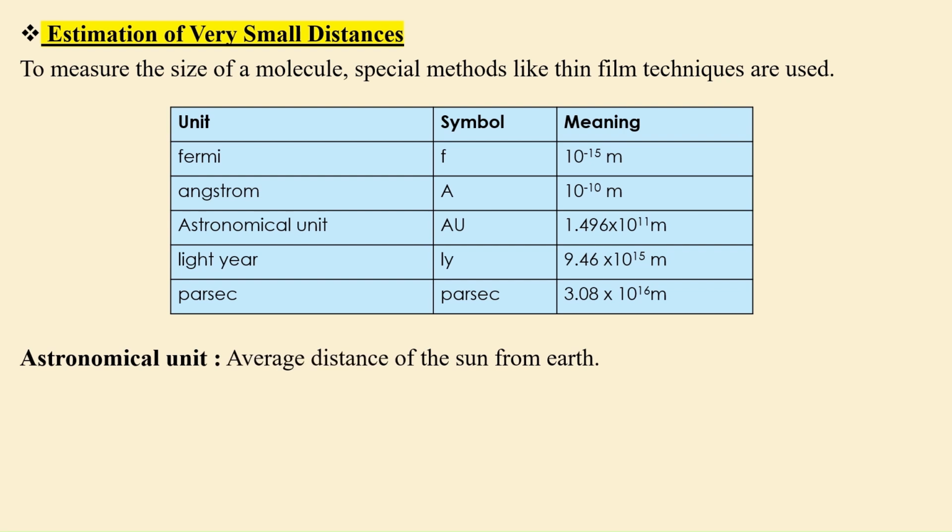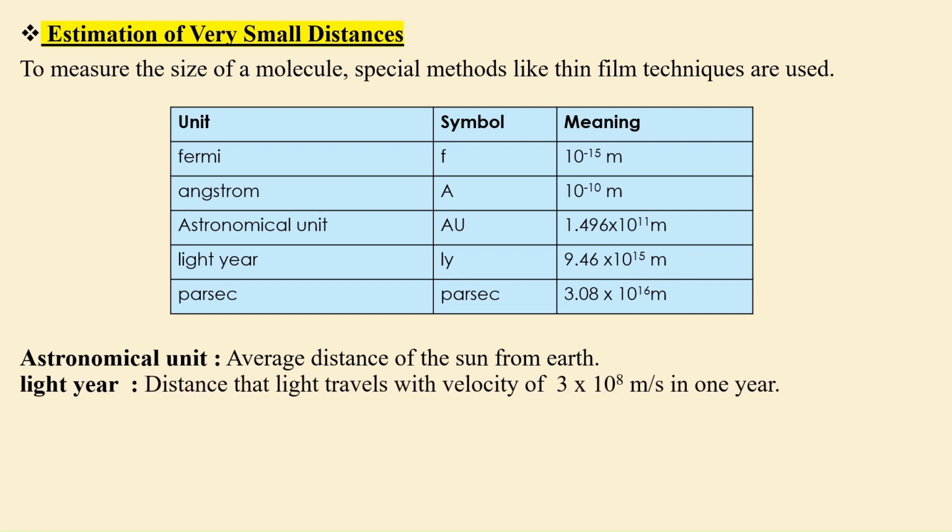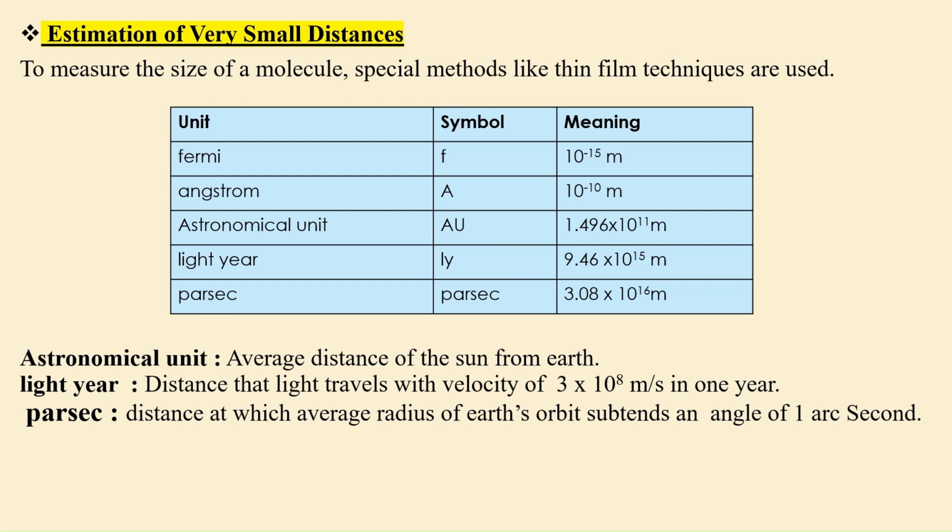Astronomical unit: the average distance of the Sun from Earth. Light year: the distance that light travels with a velocity of 3 into 10 to the power 8 meters per second in 1 year. Parsec: the distance at which the average radius of Earth's orbit subtends an angle of 1 arcsecond.